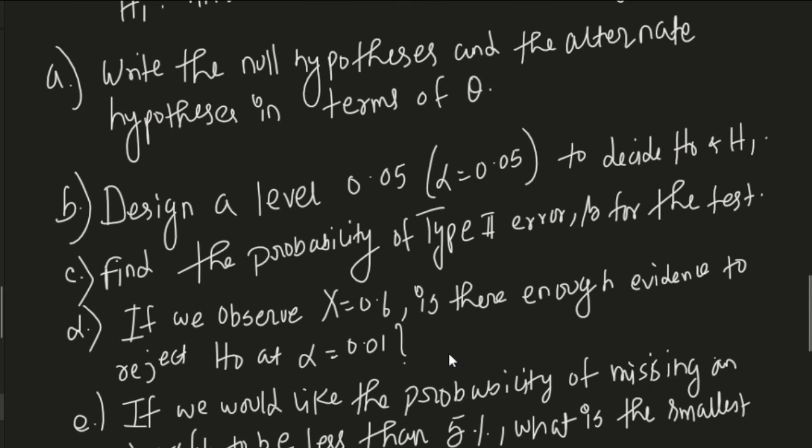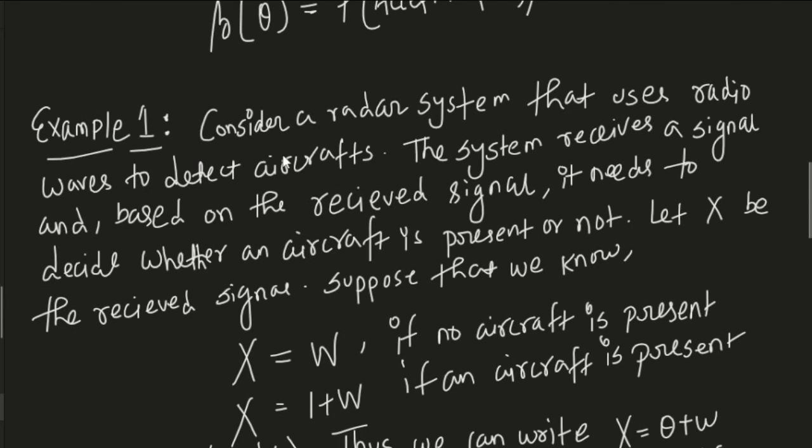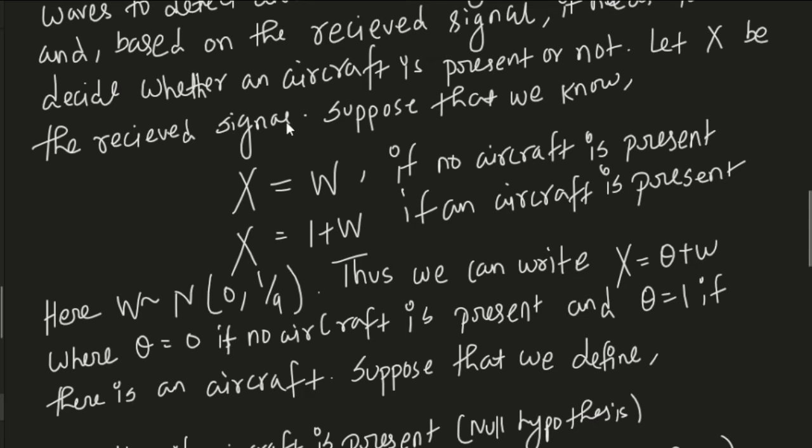So that completes the questions, and now let me explain how we actually do it. It says: consider a radar system that uses radio waves to detect aircraft. So there is a radar system that uses radio waves and detects whether aircraft are present or not. How it works is the system first receives a signal, and based on the received signal, it needs to decide whether there is an aircraft present or not. If X is the received signal, and we already know that if X is W, then there is no aircraft present, and if X is 1 plus W, then there is an aircraft present.